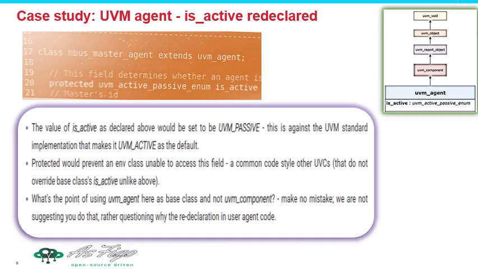So here is another case study. We have a nice blog on it. If you want to take a look, it's aswego.blogspot.com. If is_active is redeclared, you're going to have trouble. So in line number 20, you see that somebody, in the class HBus master agent, which is extending from UVM agent, has redeclared the is_active field. And we have a bunch of reasons as to why you don't want to do that.